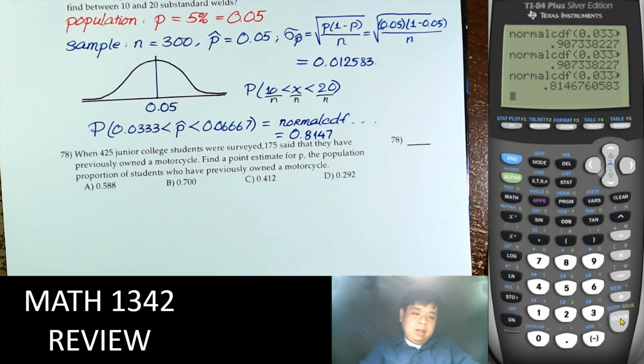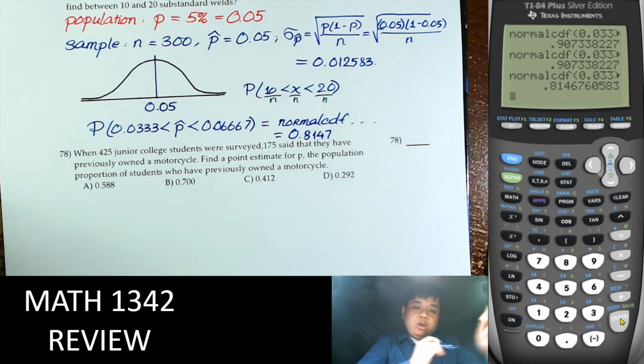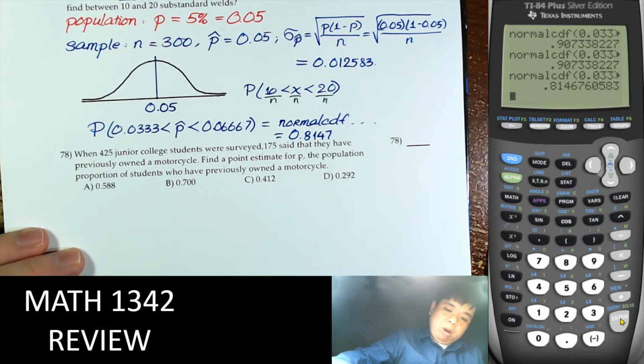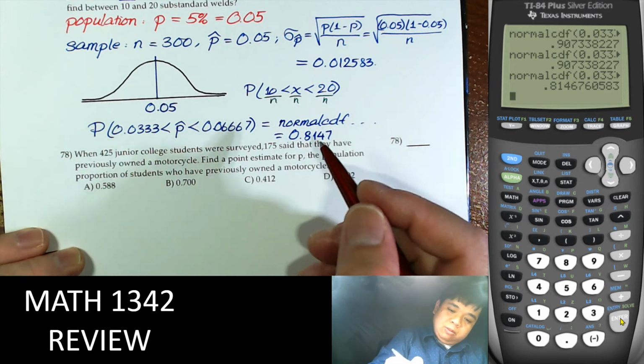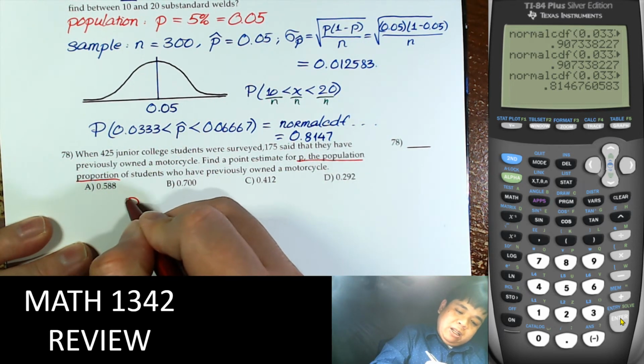Right. Next, when 425 junior college students were surveyed, 117 say that they have previously owned a motorcycle. Find the point estimate for the population. So the point estimate for the population proportion, which is the p hat.